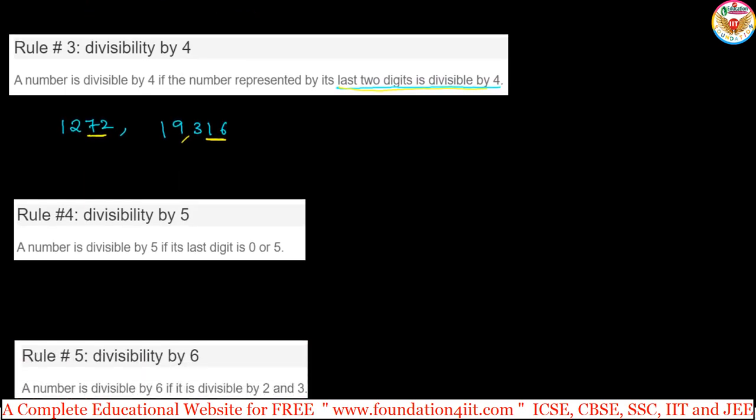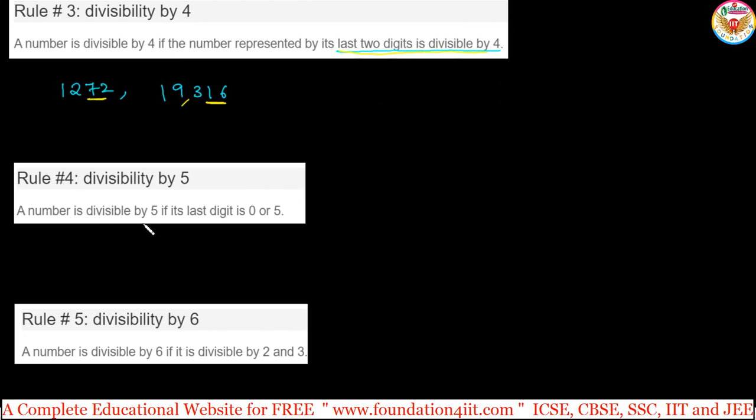And the rule for 5. A number is divisible by 5 if its last digit is 0 or 5. Because if you see the table of 5, only 0 or 5 is in the last digit, that is the units place. So 13,715: the units place is 5. 10,990: the units place is 0. Either 0 or 5 in the units place, that number is divisible by 5.